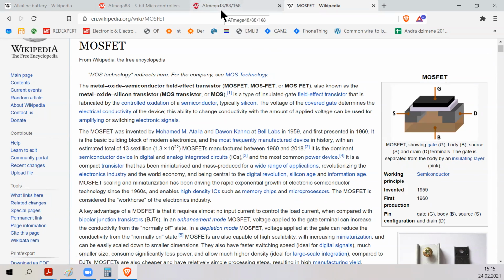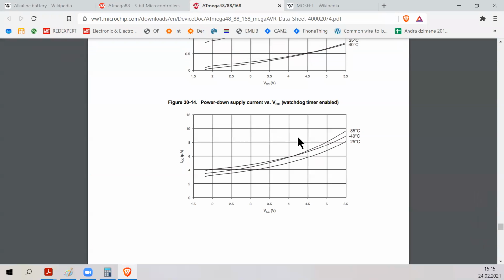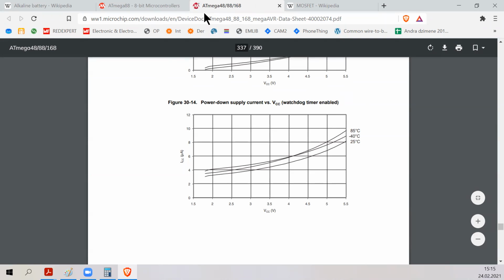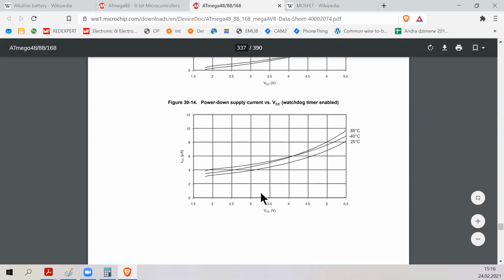So as a result, you might see that in high temperature industrial applications, people are still using this almost 30 years old microcontroller Atmega 88 from Atmel, now Microchip, the same that is used in Arduino, because it's older technology.